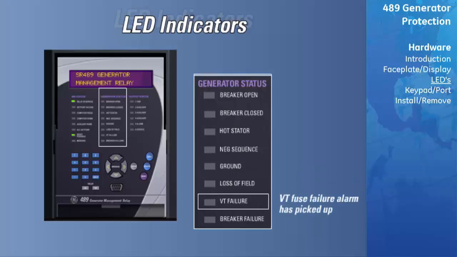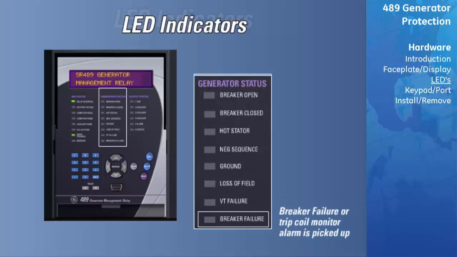The VT failure LED will illuminate when the relay VT fuse failure alarm has picked up. The breaker failure LED indicates that the breaker failure or trip coil monitor alarm is picked up.